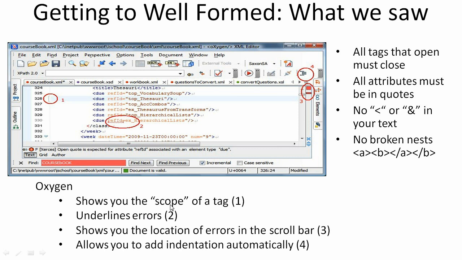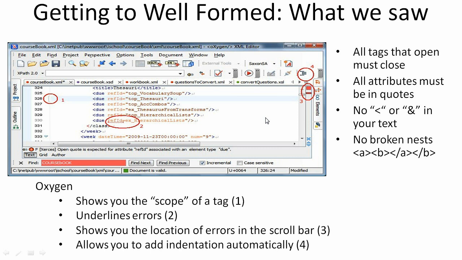Okay, so I showed you the underlining that Oxygen did. I showed you how to look at the scope of the tag. That's over here in the brackets. I showed you how the locations come up in the scroll bar. That's over here. And I showed you earlier the idea of the indentation. You won't get this indentation ability if you don't have a well-formed file. It turns green up here in this little area if your file is well-formed. If it's not, this will be red, and you'll see the locations of the errors, and you won't be able to do that auto-indent thing.